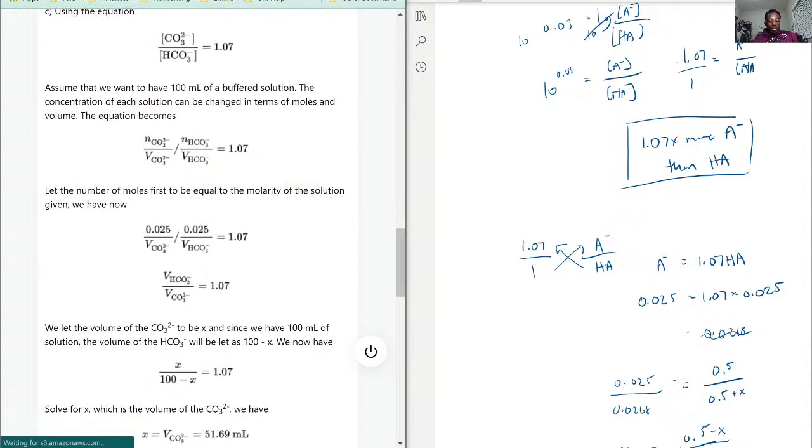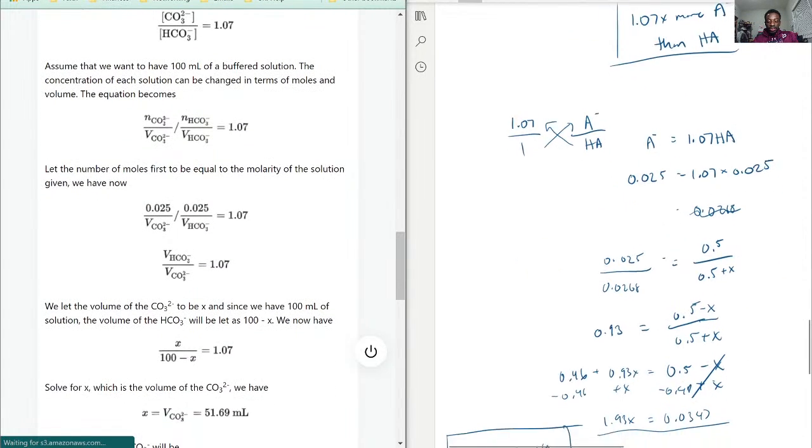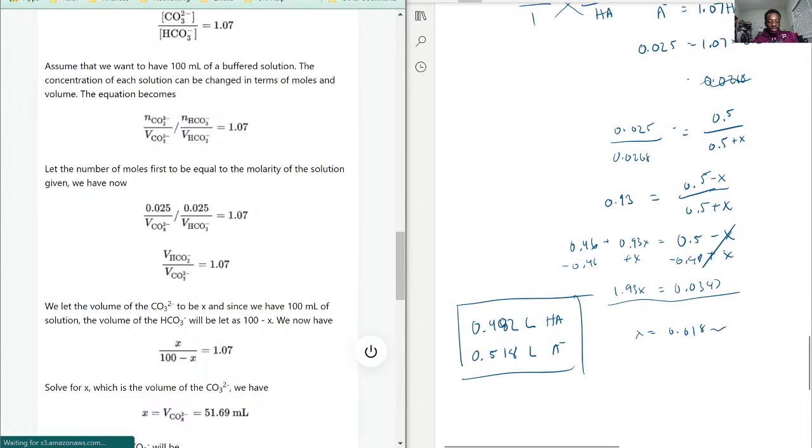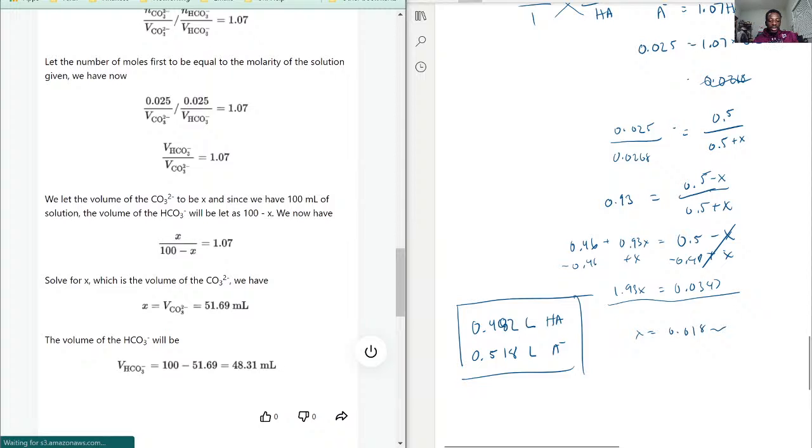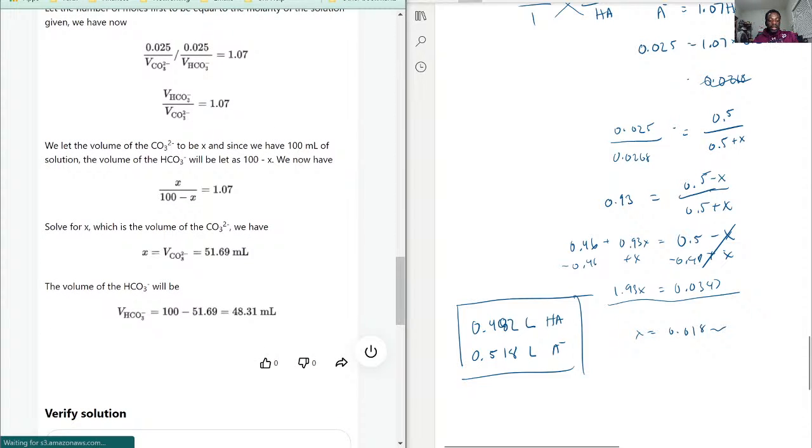In the volume, what they did was a little bit different. Although our numbers are quite close, because they rounded, we got 0.482. What they had was that they wanted just 100 mL. We have a whole liter here, which is why we have 0.482. But overall, because they rounded to 1.07, while I kept the actual accurate numbers, as you can see, the numbers aren't too far off.